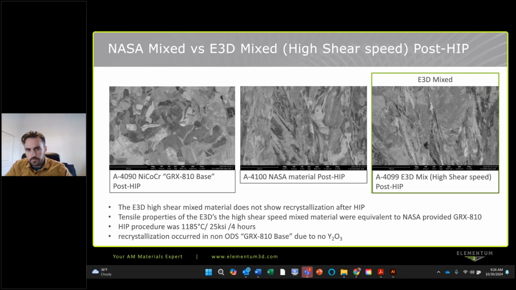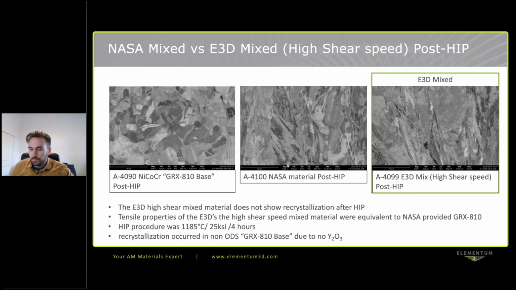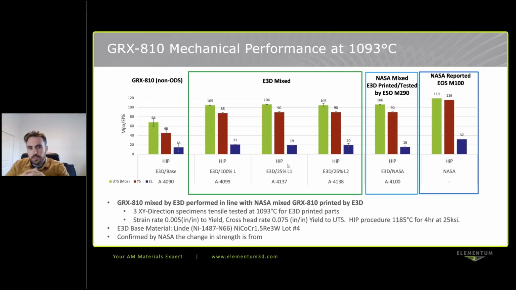And that is what is shown very successfully in our mechanical testing. E3D tested three separate mixes that we did of both yttria and the nickel cobalt chrome to make GRX-810, and printed both that and the NASA supplied material that they were mixing, comparing it to their results.